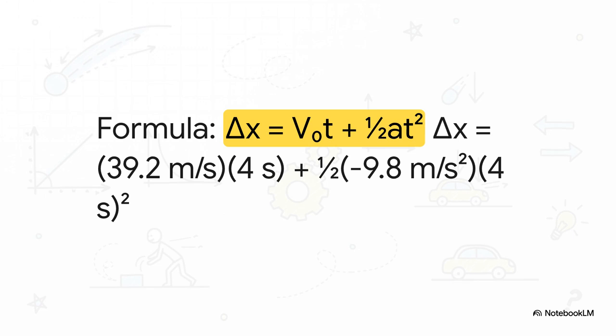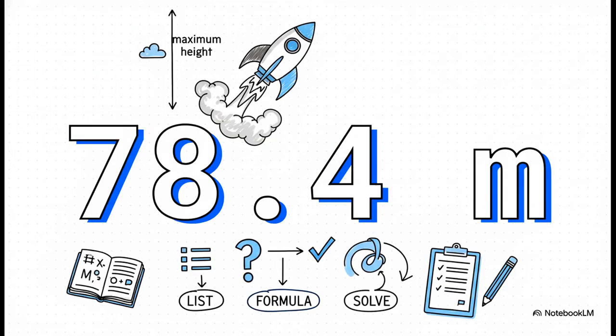Now for part B, finding the height. We can use that initial velocity we just figured out. This big formula for displacement is going to be our best friend here. We just plug in all our known values, including that 39.2 we just calculated. And when you crunch the numbers, you get 78.4 meters. That's the rocket's max height. And you know what? This exact process, listing variables, choosing the right formula, and solving, is what you're going to do for the other free-fall problems too.